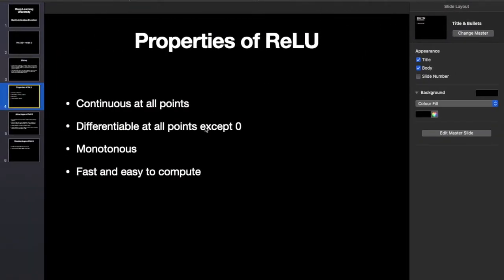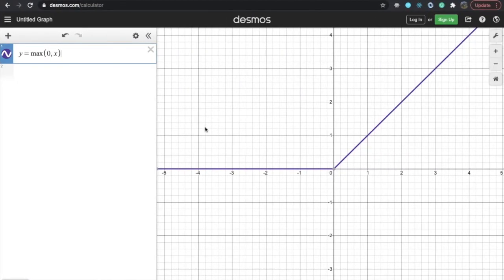Okay, the next thing is that the ReLU function is monotonic. Monotonic means that either the function is always non-decreasing or always non-increasing. So ReLU is a non-decreasing function over the entire range from minus infinity to infinity. It never decreases. It stays constant from minus infinity to 0, and from 0 to infinity it increases.